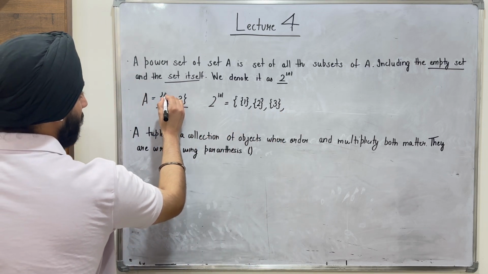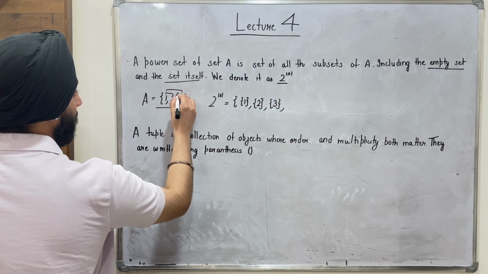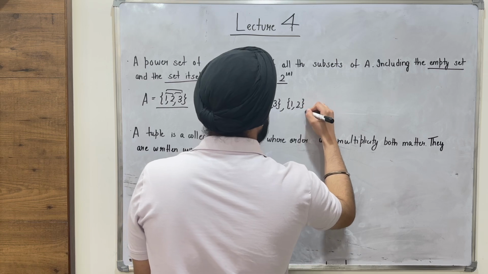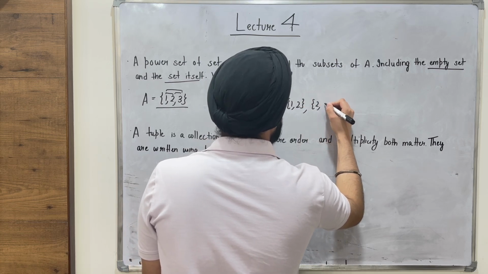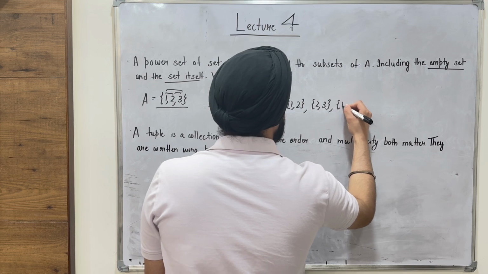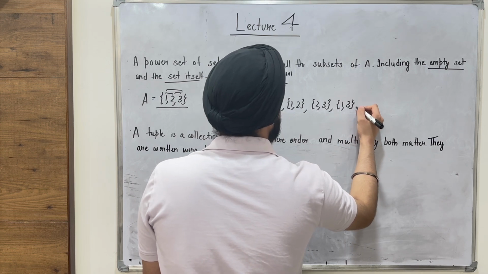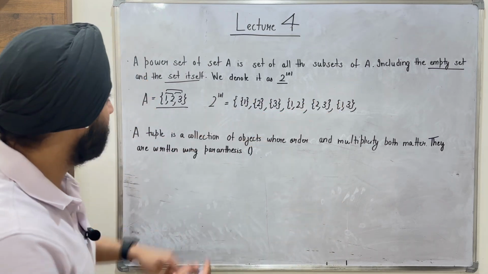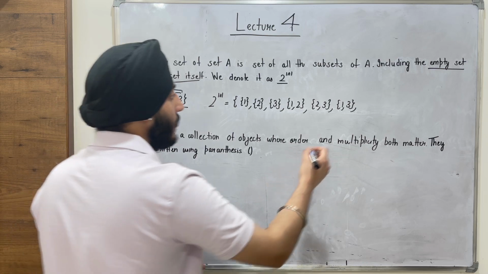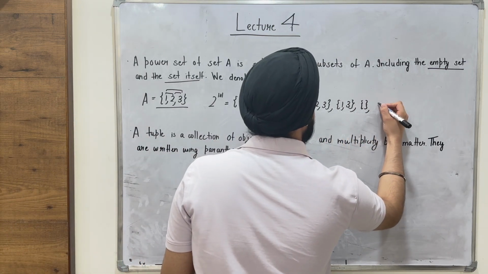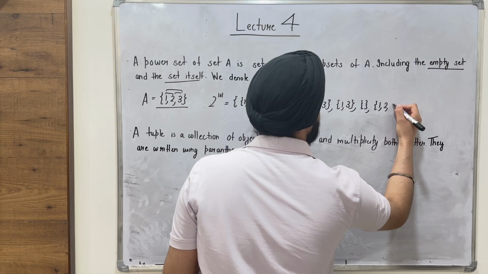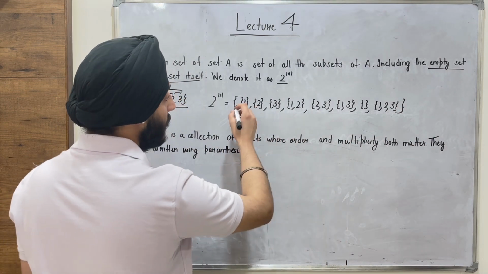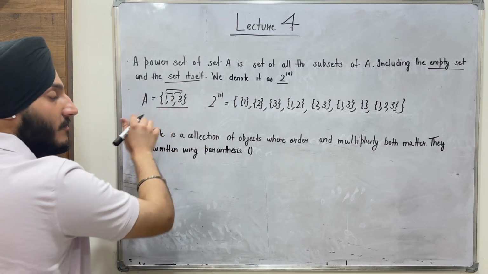Now I can form pairs of 2. So 1 with 2, 1 with 3, and 2 with 3, right? So I get 1, 2. This is a possible subset, and this is also a possible subset. Finally, we also have to include the empty set and the set itself in the power set. So it's going to be the empty set and the set itself. And this entire set with 8 elements is going to be the power set for this specific set over here, right?